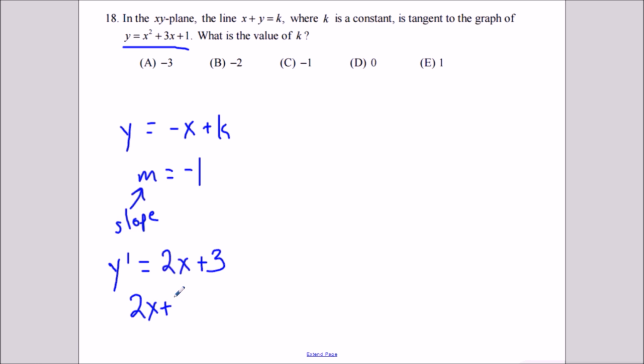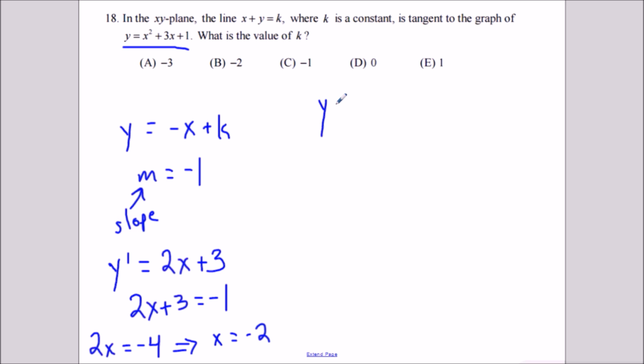So we get 2x plus 3 equals negative 1, which will give us 2x equals negative 4 if we subtract 3 from both sides. And this implies that x equals negative 2. But to find out the value of k, we also need to know what is the y value here. So we plug the x value into our original equation to solve for y.